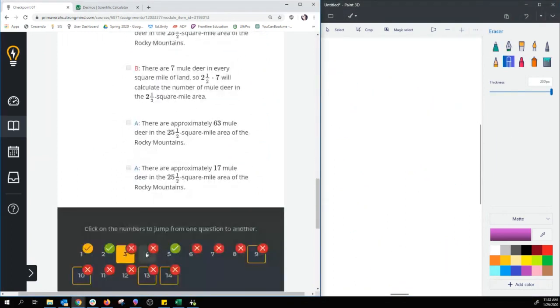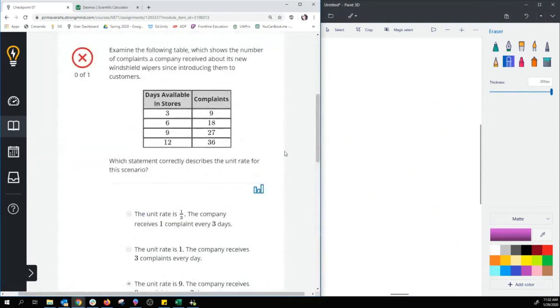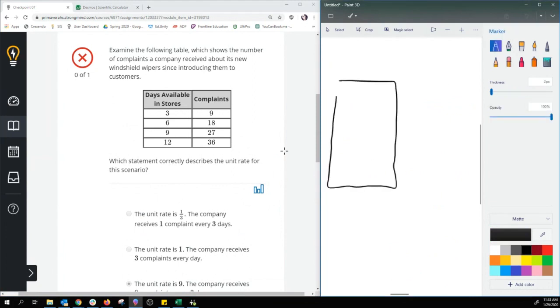Next one. Number 4. Examine the following table, which shows the number of complaints a company received about its new windshield wipers since introducing them to customers. Which statement correctly describes the unit rate for this scenario? Let me draw a table over here. So this is days in store. I'm going to put a D for days in store and then C for complaints.